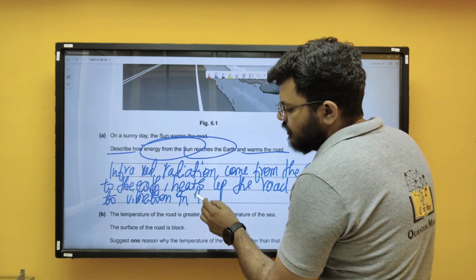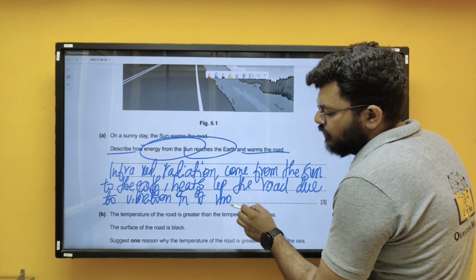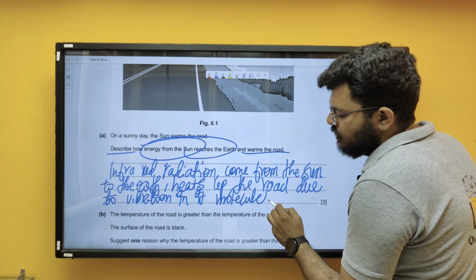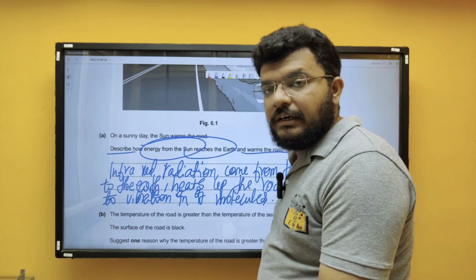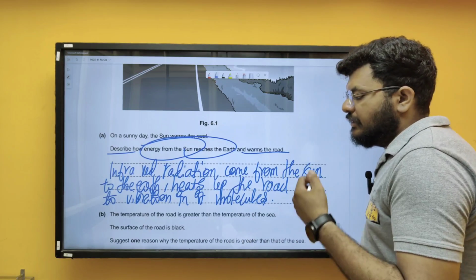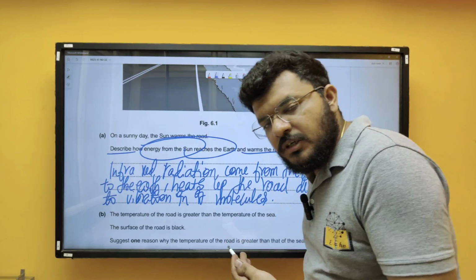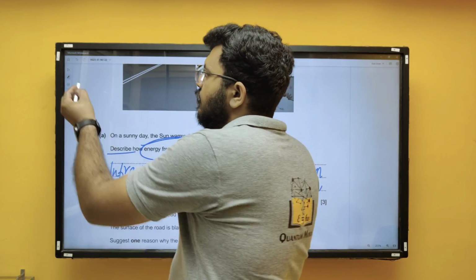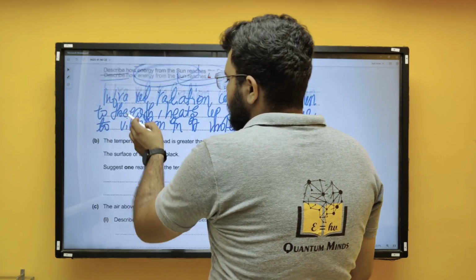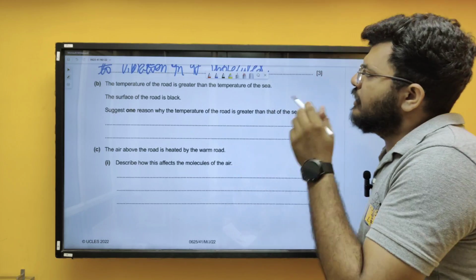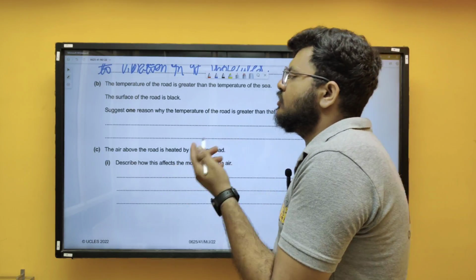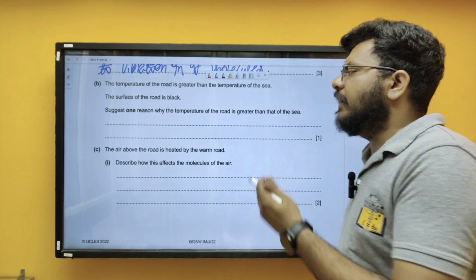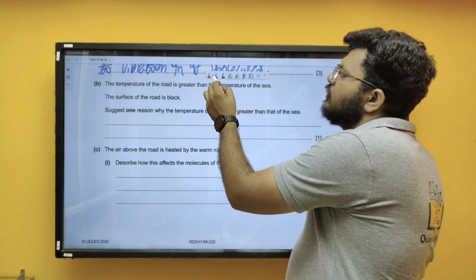Vibration in its molecules, right? So the neighboring molecules will also get heated up. A part of the road that is not exposed to the sun will also be heated to an extent because of this, right? Then we have the temperature of the road is greater than the temperature of the sea. The surface of the road is black. Suggest one reason why temperature of road is greater than the temperature of sea.